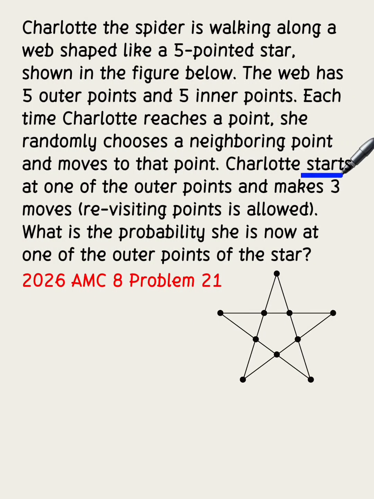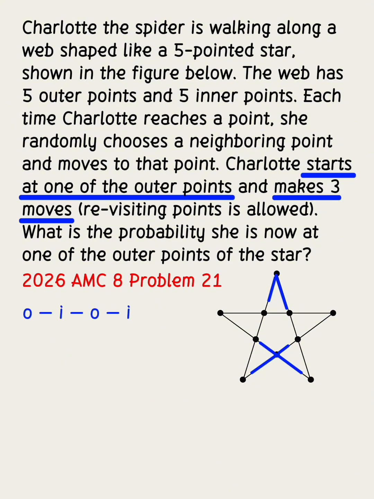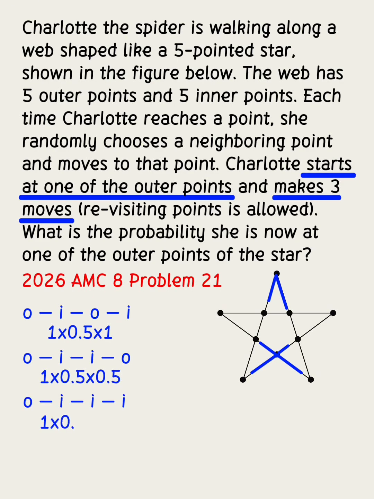Here, a spider starts at an outer point of this star-shaped web. After 3 random moves, what is the probability that it ends at an outer point? Each outer point can only move to an inner point, but each inner point can move to either an outer point or an inner point with equal probability. These probabilities add up to 1, so no cases are missing.